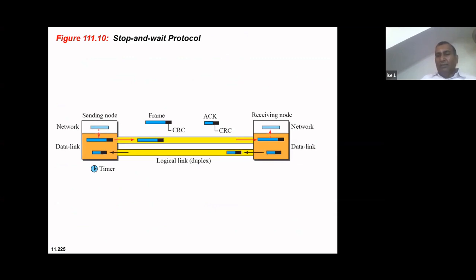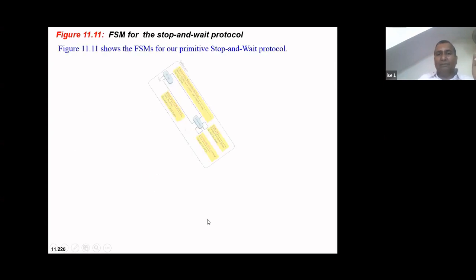So it will be decapsulated. Decapsulated means the flag part, header part, and trailer part are removed, and only the data part is sent to the network layer. This is what happens. And an acknowledgement is generated by the data link layer and sent back to the sender, stating that I have received the data.